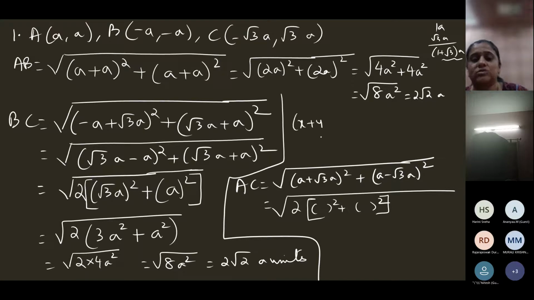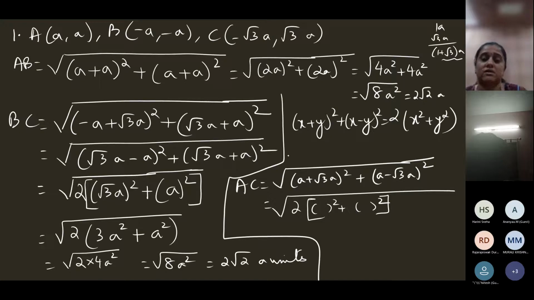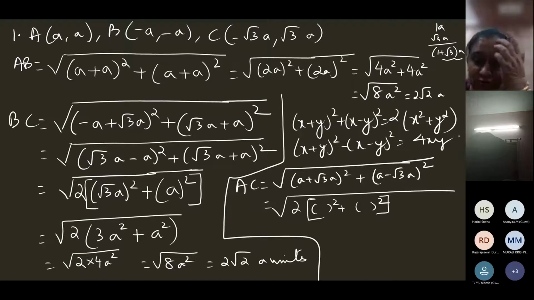(x plus y) the whole square plus (x minus y) the whole square is equal to 2 of (x square plus y square) is the identity. We have another one, (x plus y) the whole square minus (x minus y) the whole square is equal to 4xy. (a plus b) the whole square minus (a minus b) the whole square is equal to 4ab. Okay. So 2 of (a square plus b square).